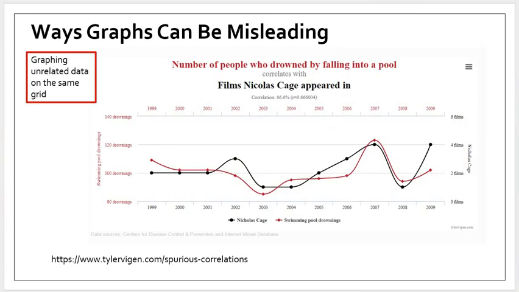And another way graphs can be misleading, this is my favorite, is graphing unrelated data on the same grid. And here I have a graph of the number of people who have drowned by falling into a pool. That graph is in red, and I'm comparing that to the films that Nicolas Cage appeared in. Okay, one has absolutely nothing to do with the other, but because they have the same shape, you tend to think that there is some type of correlation going on there.